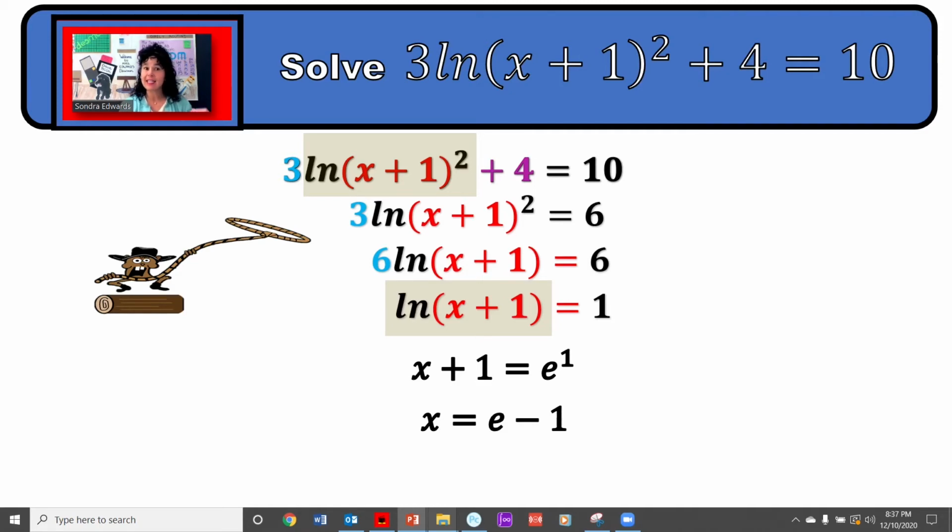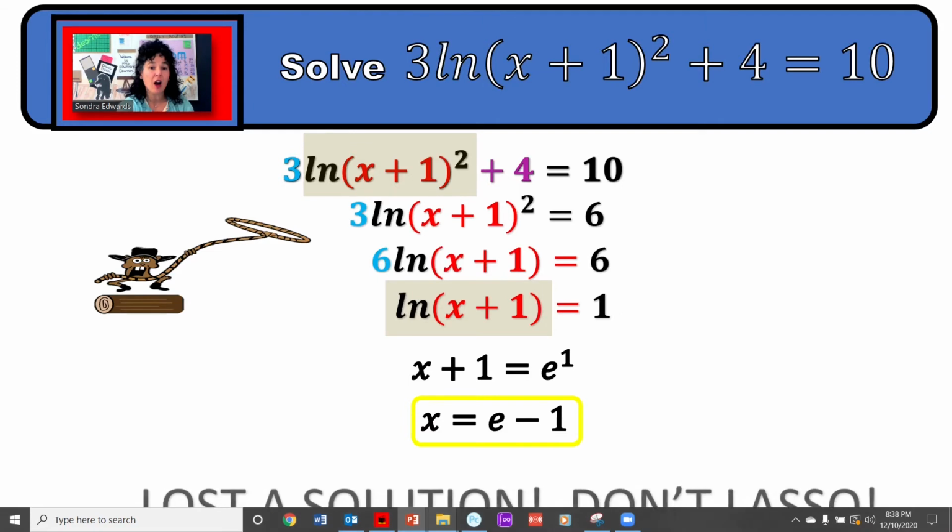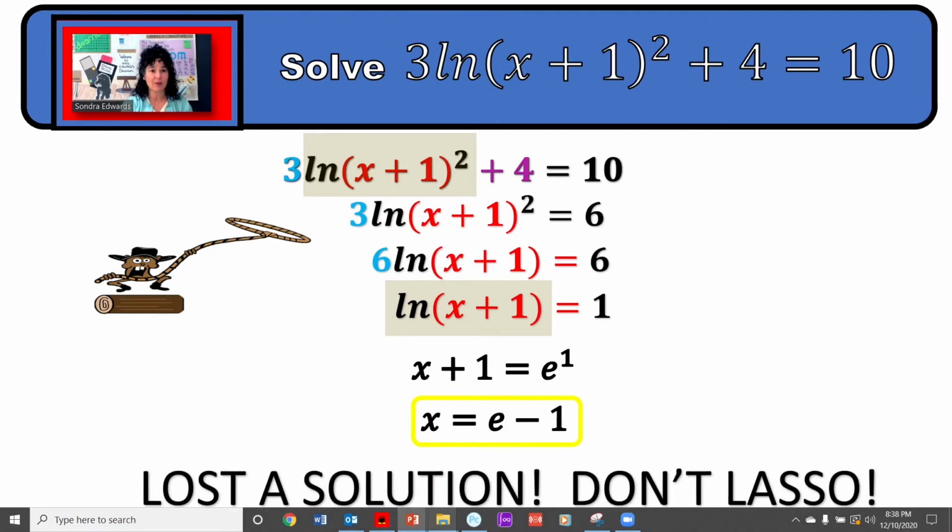So it's really key. Listen so carefully. Get the logarithm, one log by itself, by undoing the order of operations. No other options. You may only undo the order of operations. Don't apply any log properties when you're getting your log by itself, because we did get a correct answer, but we lost a solution.